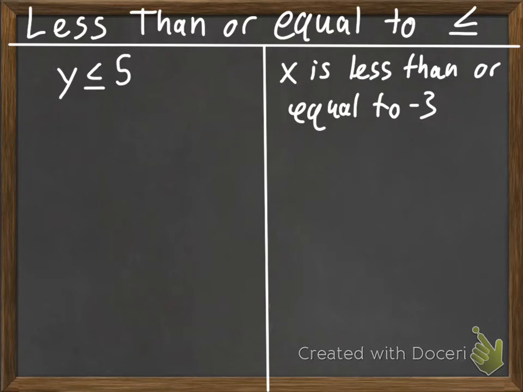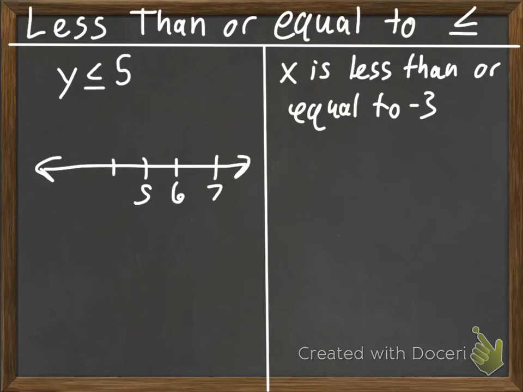And now we're to the final one. I'm sure you're happy. Less than or equal to. And just like our greater than or equal to, it looks like the less than symbol smashed together with our equal sign. And that's kind of what it means. So we say y is less than or equal to 5. So we draw our number line. Again, it's a closed dot because it can be equal to 5, and then less than 5 on our number line indicates that direction.